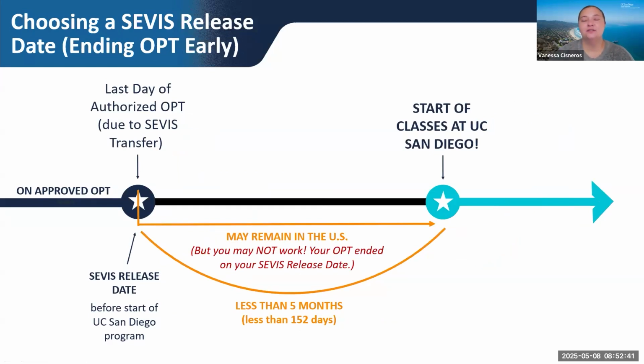And for our students who will be transferring their SEVIS record and ending their OPT early, it means you are students who are not transferring on the last day of your EAD card. You are transferring sometime before that. As in the other two scenarios, in the time between your SEVIS release date and the start of your new program here at UC San Diego, you can remain in the US, but you may not continue your OPT employment because your OPT will have ended.